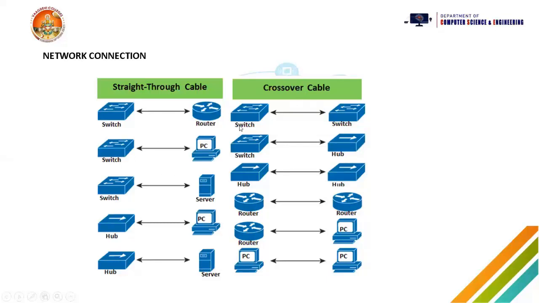Crossover cable connects similar devices. Switch and hub. Now you will say, sir, what are switch and hub? Both are different. Yes, the names are different, but the working things are similar. The functionality of both switch and hub is similar. Next, hub and hub is similar. Router and router is similar. Router and PC. Sir, again you said similar things, but here router and PC are two different things.